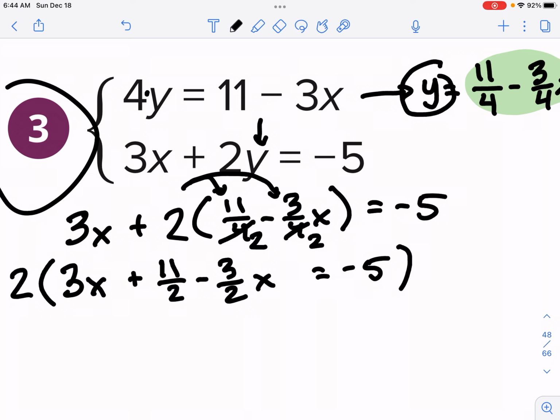So I know a lot of students don't like fractions, so this is the way to get rid of them. So let's multiply 2 times the first term. Right, that would be 2 times 3x, which is 6x. 2 times this second term.